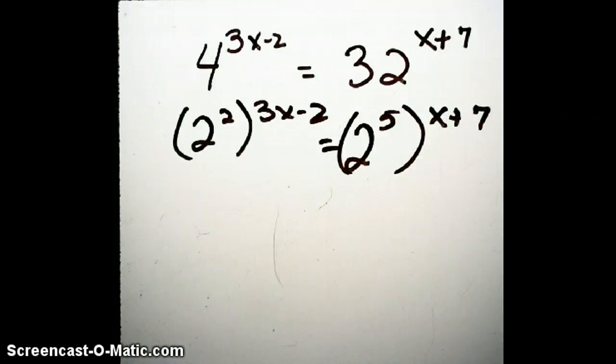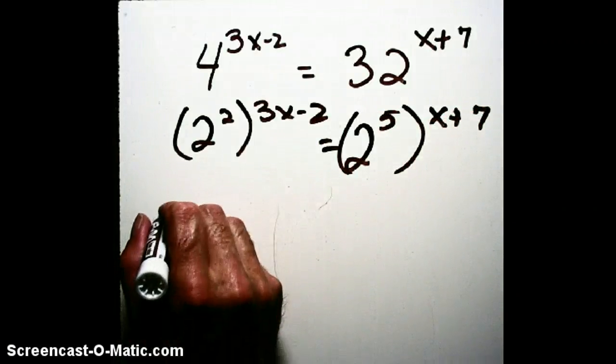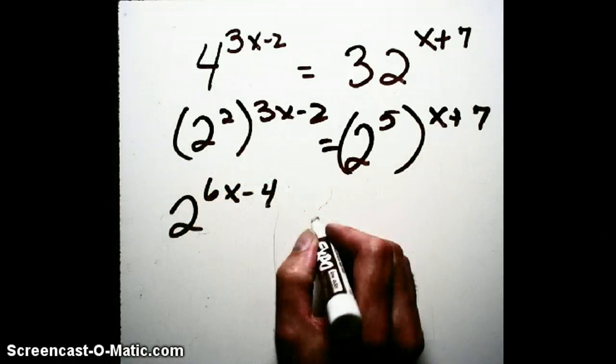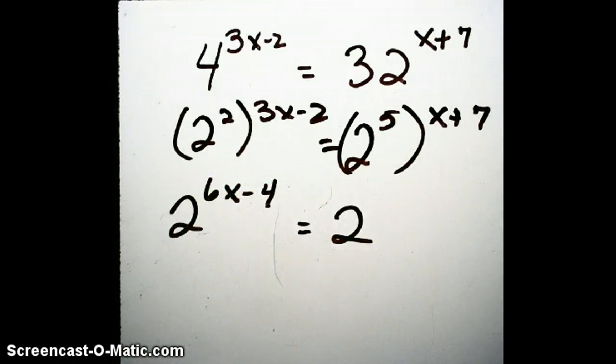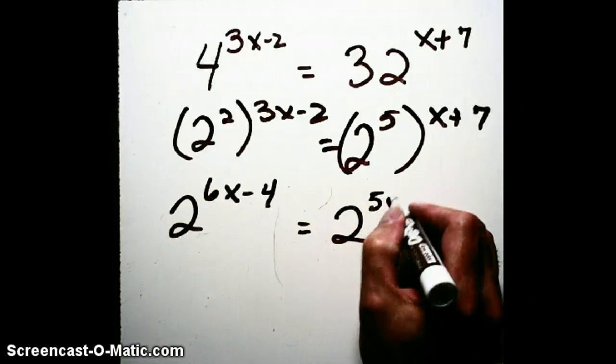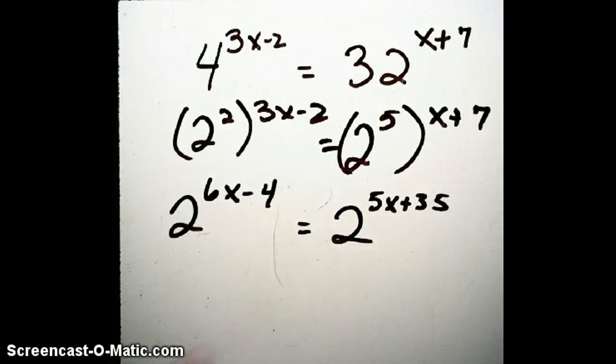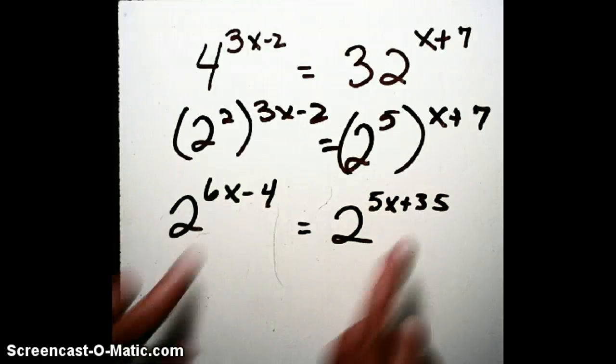Now let's use the power of a power rule. This is really 2 to the 6x minus 4. And this is really 2 to the 5x plus 35. Again, notice that the bases are the same. We could set the powers equal to each other.